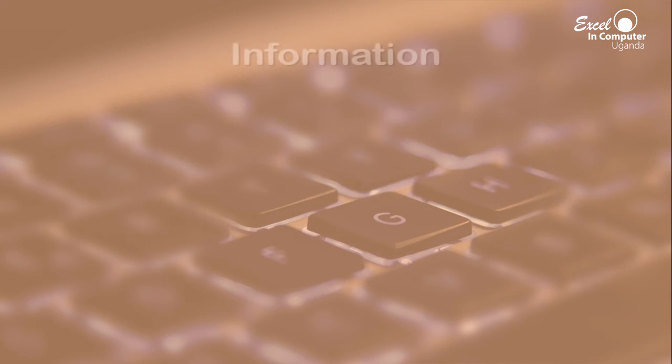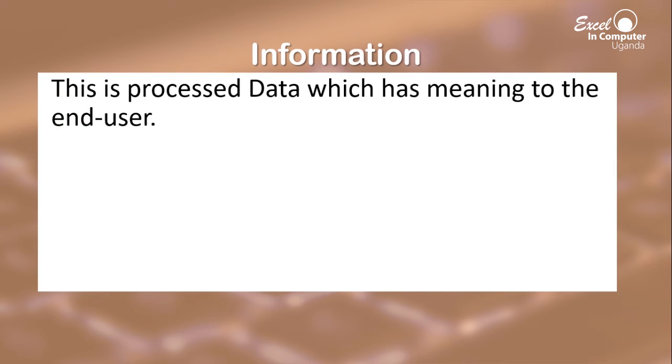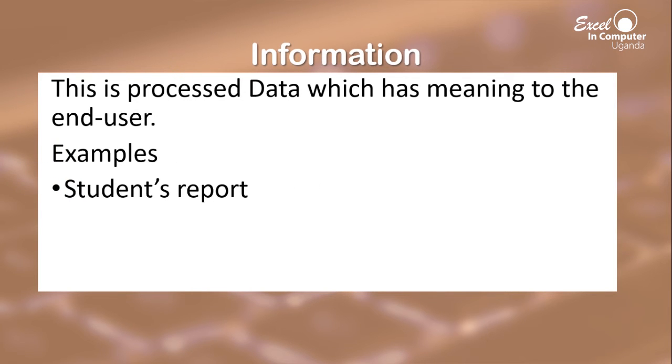So next we're going to be looking at information. Information is processed data which has meaning to the end user. Examples of processed data include students' reports. For example, your marks: you had 19 in biology, 18 in physics, 16 in math. After they have compiled all the raw facts and figures, that's the data, the marks you got in physics, math, chemistry and all the subjects, they will get for you a report which is meaningful to you rather than the marks you got, and the report will give more detail about you.